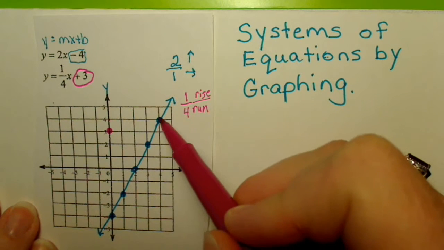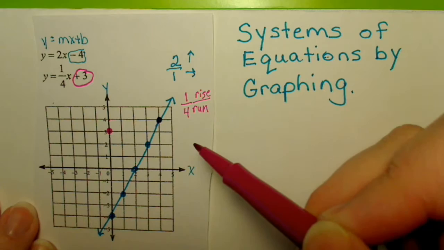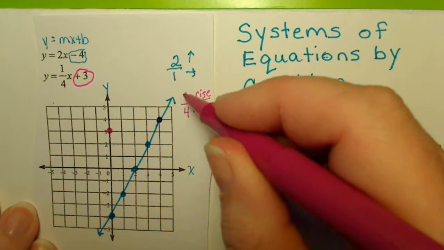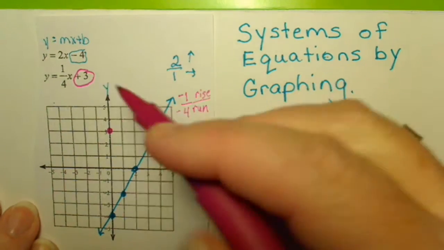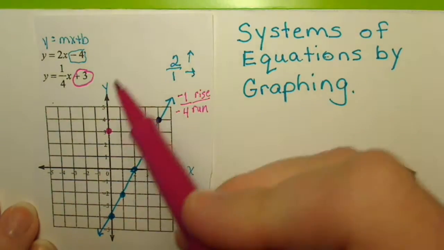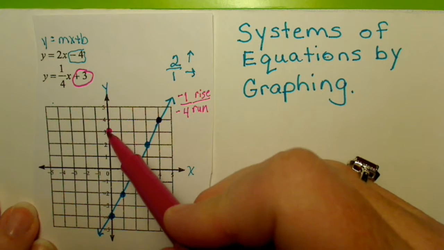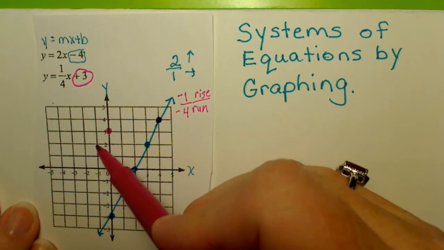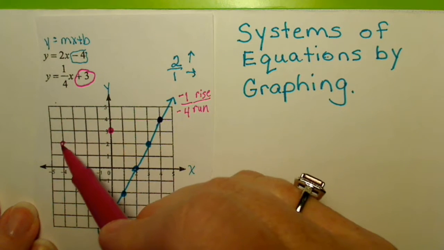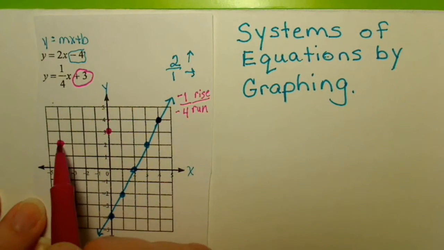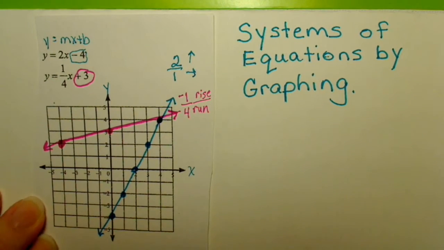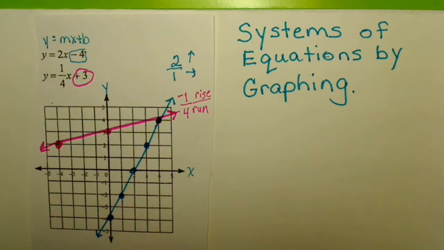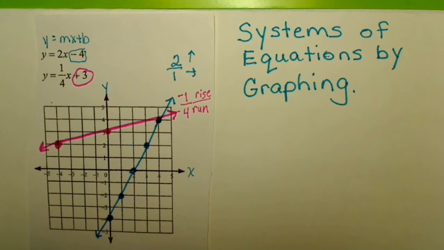1, 2, 3, 4. Now I could also change both of these into a negative, because a negative over negative is a positive. That means that I can, from the y-intercept, go down 1 and backwards 4. 1, 2, 3, 4. This now gives me 3 points. And after I've done this, I can see a point where these two lines intersect. That point is my answer.